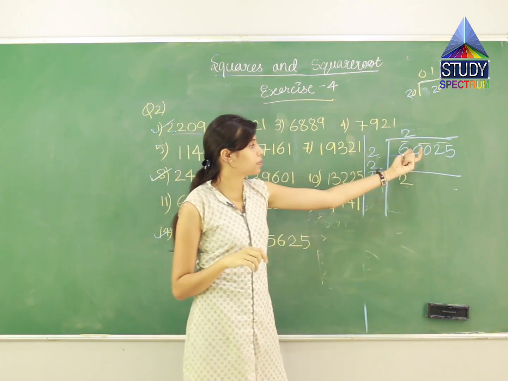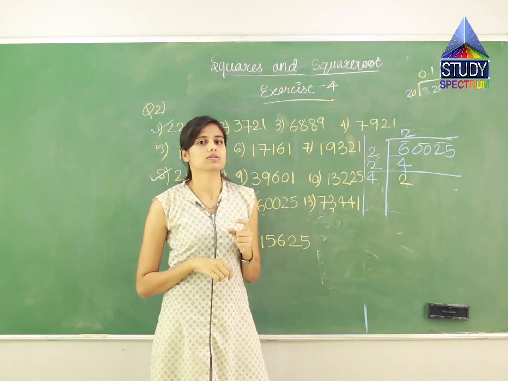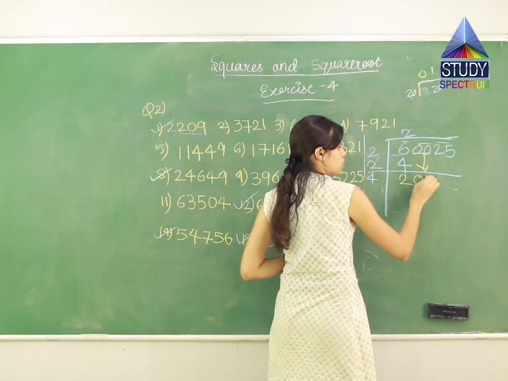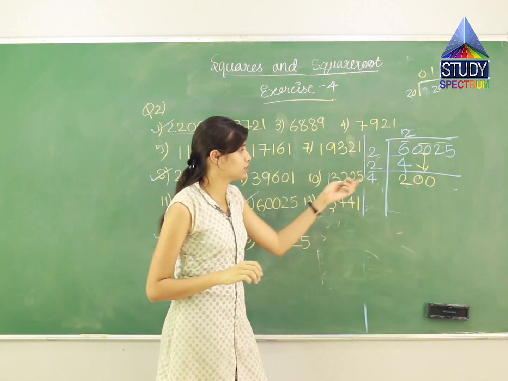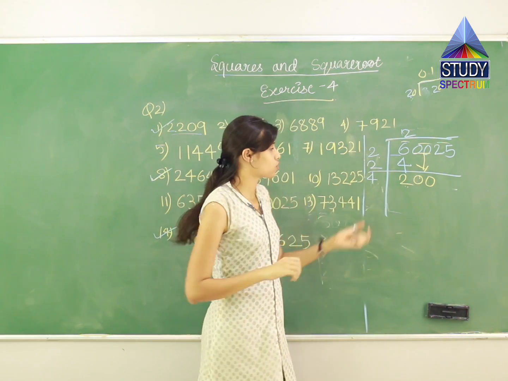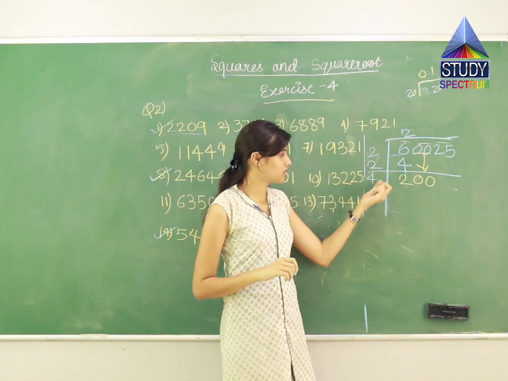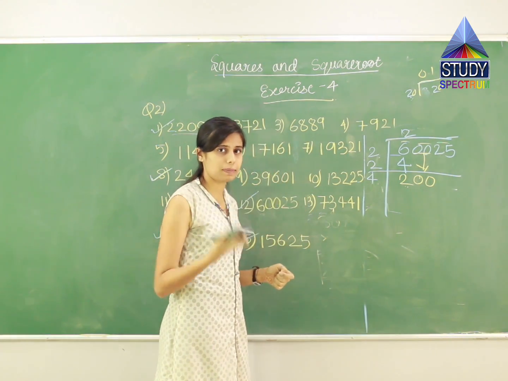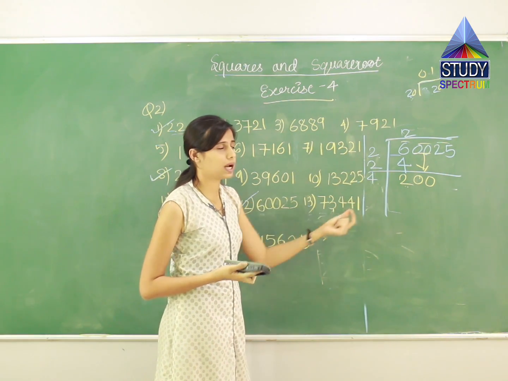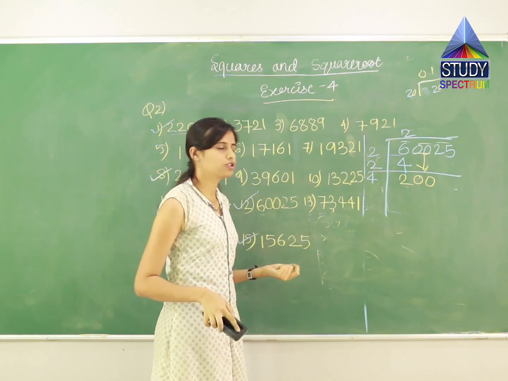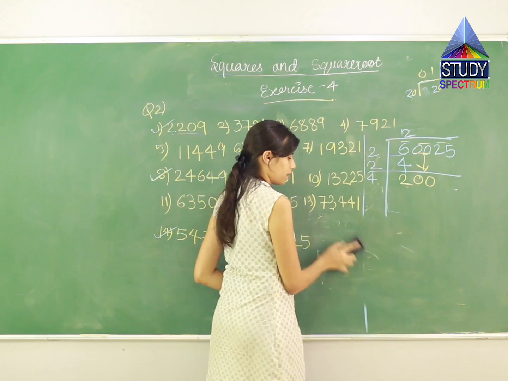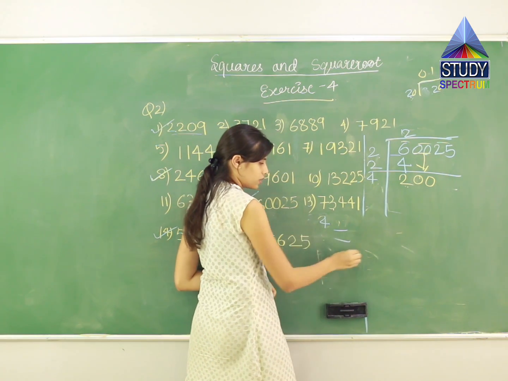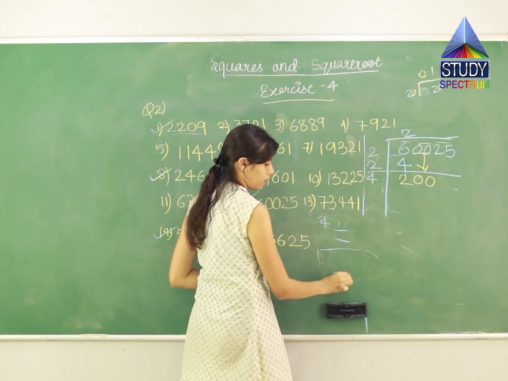So what do we do? We bring the next group down, which is 0 0. So let us bring this 0 0 down. Now this is 4 and this is 200. So now we will add such a number to this 4 so that the number, when multiplied by 4 dash, should give us a number closer to 200. So this is 4 over here, dash over here, and we need a number approximately 200.